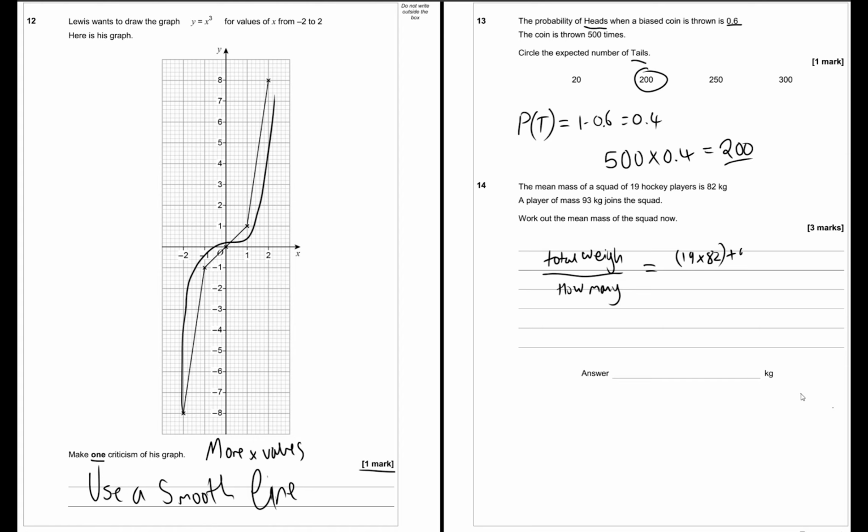So we need to add 93. And then we need to divide it all by how many players. There were 19, and now we've added one more, so now we've got 20 players. So put this into your calculator. 19 times 82 plus 93, divided by 20, should give you 82.55. And that is 14 done.